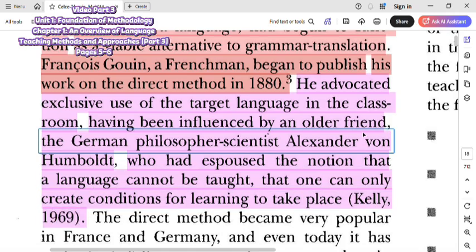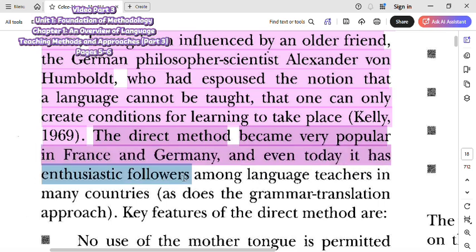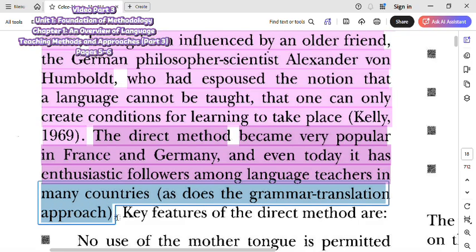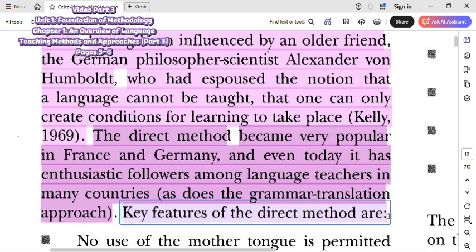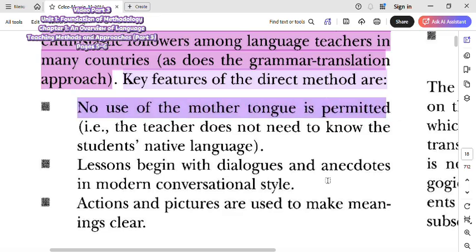Kelly, 1969. The direct method became very popular in France and Germany, and even today, it has enthusiastic followers among language teachers in many countries, in brackets, as does the grammar translation approach. Key features of the direct method are: Bullet point 1. No use of the mother tongue is permitted (in brackets, i.e., the teacher does not need to know the student's native language).